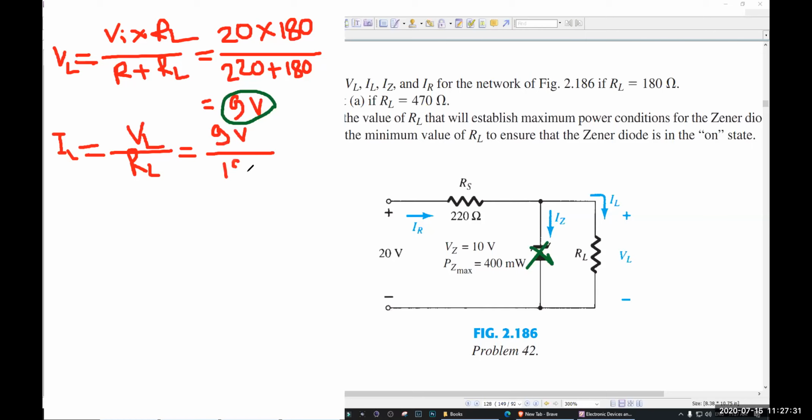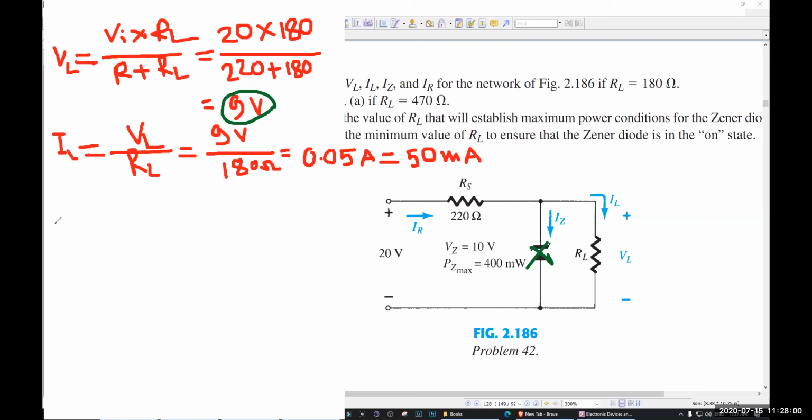So 9 volt divided by 180 ohm is 0.05. The unit is ampere, so if you multiply by 1000, this will be 50 milliampere, right? Okay.